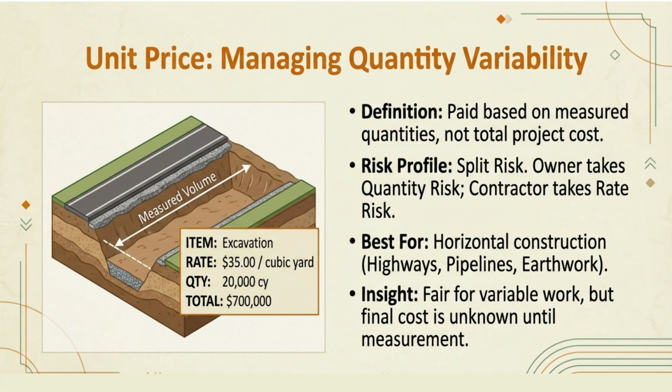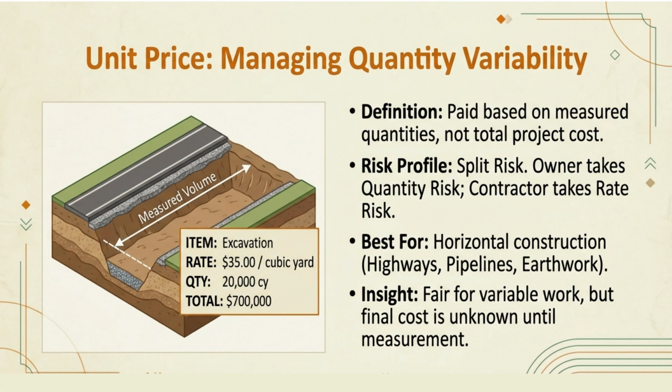Time to talk about unit price, the pay-as-you-go model of construction. Check out this excavation example. You've got item, excavation. Rate, $35 per cubic yard. Quantity, 20,000 cubic yards. Total, $700,000. Simple math, right? But here's the thing. Until you actually dig, you don't know if it's going to be 20,000 cubic yards or 25,000 cubic yards. Surprise! Underground conditions are unpredictable.